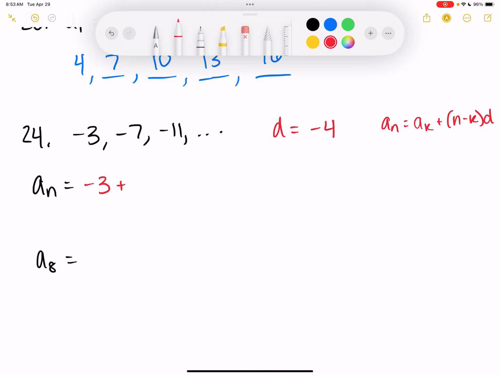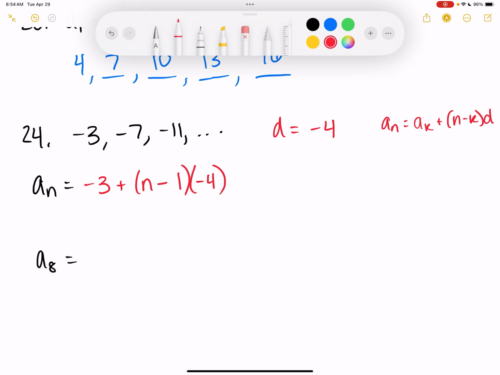plus, in parentheses, n minus, well, this was the first term, so that means k is the first term, so that means it's 1, times -4. Now, because this was negative, that's why I'm putting it in parentheses. You can also put that number in front if you want of the n minus 1, however we want to do it. It's the common difference for how we get from one term to the next.